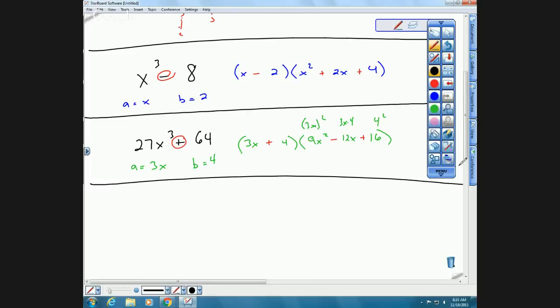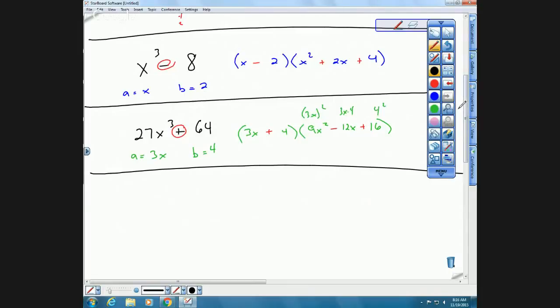A and B are in the small one, and then A squared and B squared are in the big one, and A times B in the middle. I write it out in order like that because it helps me memorize: A squared, B squared, where they go.